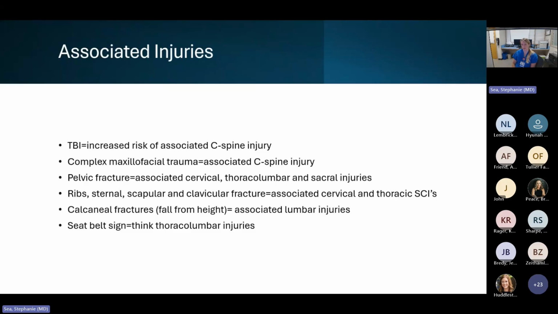This one's a pretty telltale sign. Someone falls from height, lands on their ankle or their feet, so they get calcaneal fractures. Again, remember that force is moving up through their back and will cause associated lumbar injuries. Seatbelt sign. This one may not be as obvious to people, but clearly we're all worried about the belly and associated bowel injury, but actually that flexion force will cause thoracolumbar injuries as well. So that's always something we need to look at and think of.